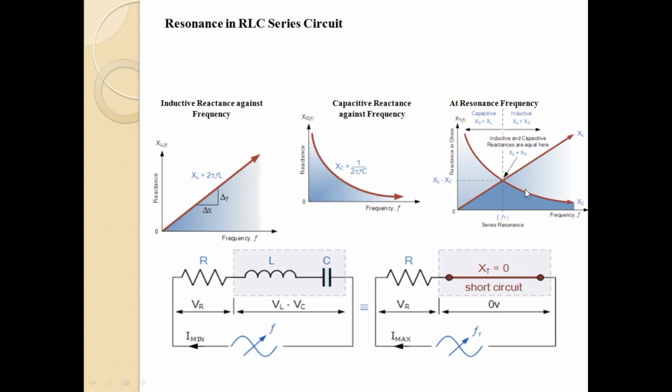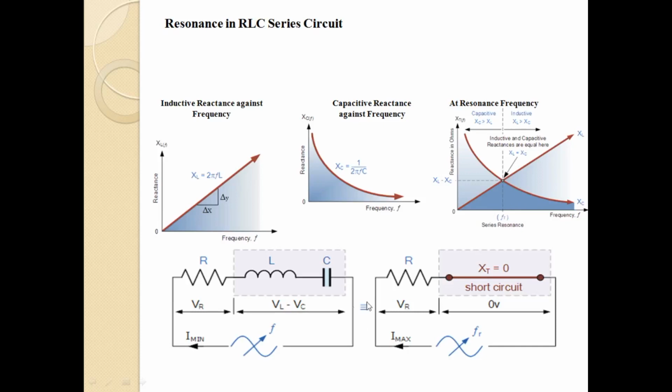And in case of a series RLC circuit, the resistance is not depending upon the frequency. So if you consider a series combination of L and C, and if you vary the frequency, you can see that at a certain frequency FR shown in this figure, the inductive reactance will be the same as the capacitive reactance, and that is the condition of the resonance in the circuit. Here you can see that at this point, the inductive reactance will be the same as the capacitive reactance.